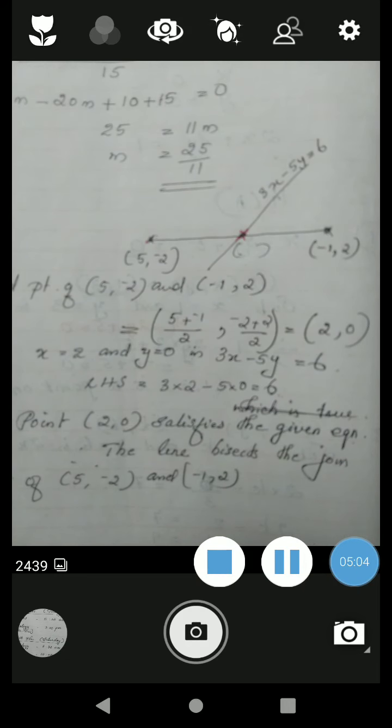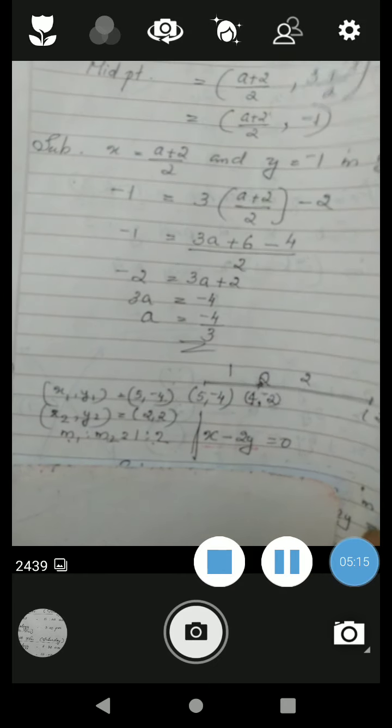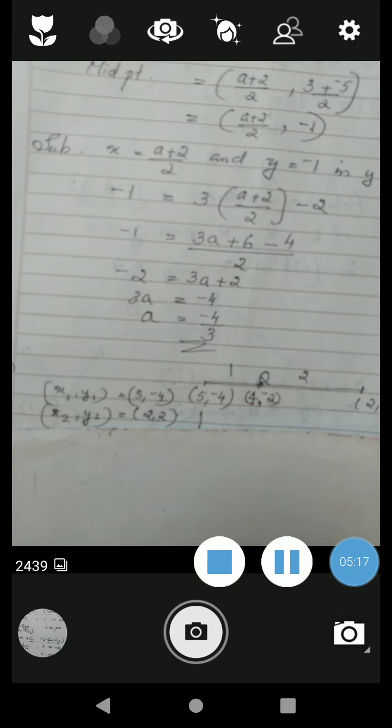Now, one more question we can do. Question number 10. Listen, I'll read the question. Question number 10. The line segment joining the points (5, -4) and (2, 2) is divided by the point Q in the ratio 1:2. Does the line x - 2y = 0 contain Q?